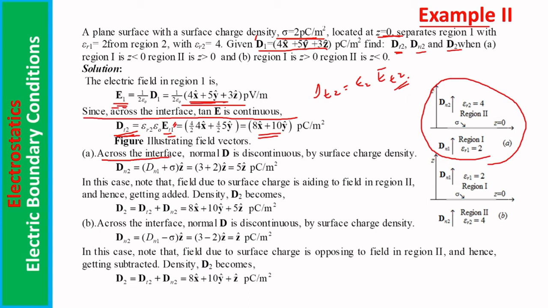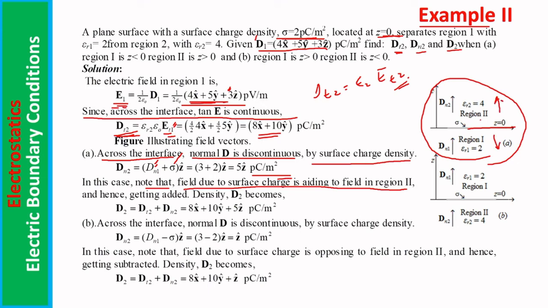Across the interface, normal D is discontinuous by the surface charge density. Therefore, dn2 is dn1 plus sigma z cap. dn1 is 3. Magnitude only we have to consider. Sigma is given as 2. So 3 plus 2 z cap equal to 5 z cap picocoulombs per meter square. In this case, the field due to surface charge is aiding the field in region 2. Region 2 is here. Now this is the surface charge. What is the direction of the field due to this charge? Above the sheet, it is upwards. Below the sheet, it is downwards.